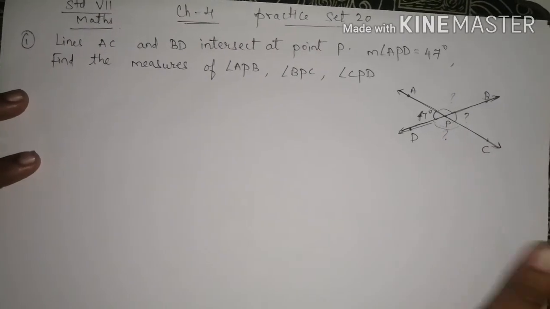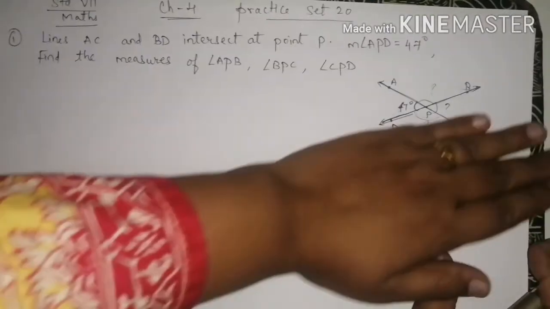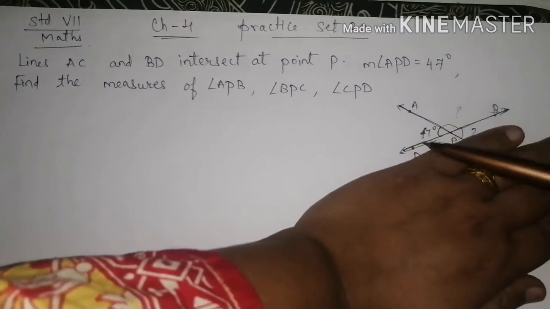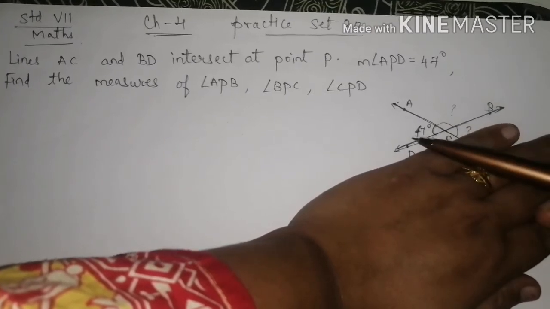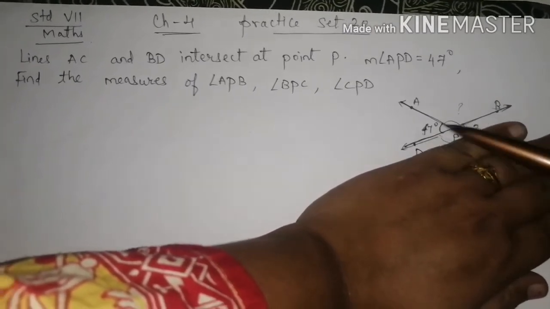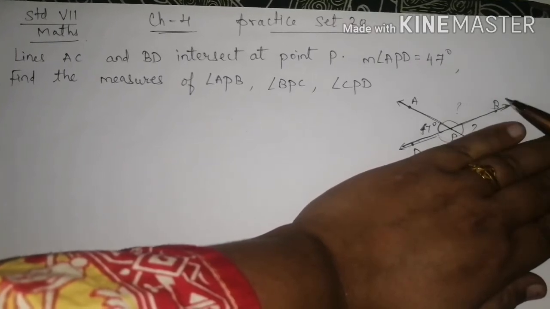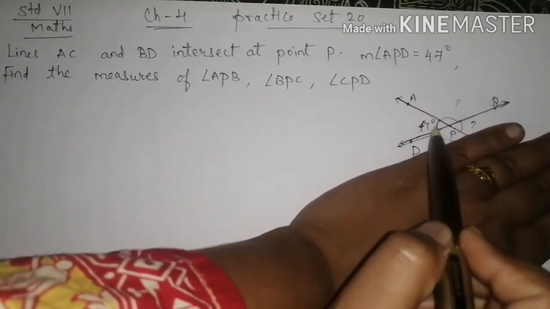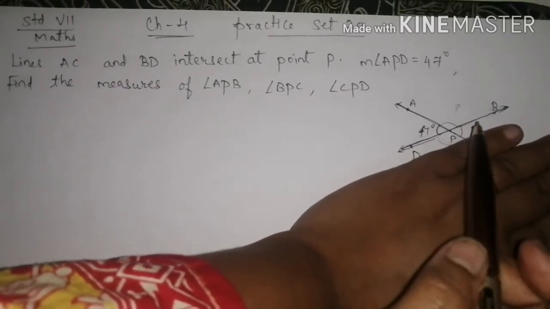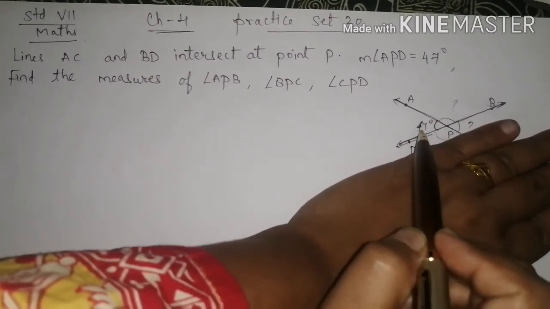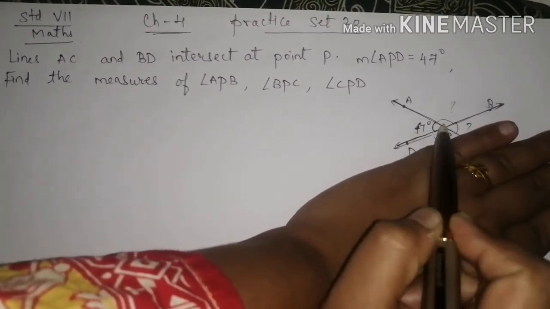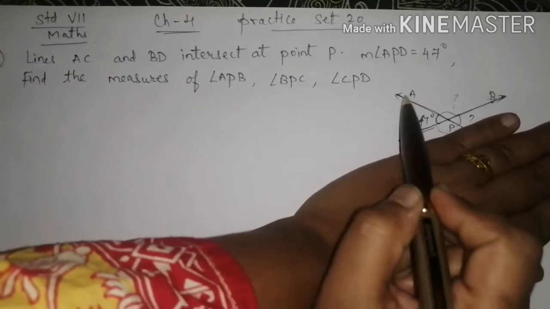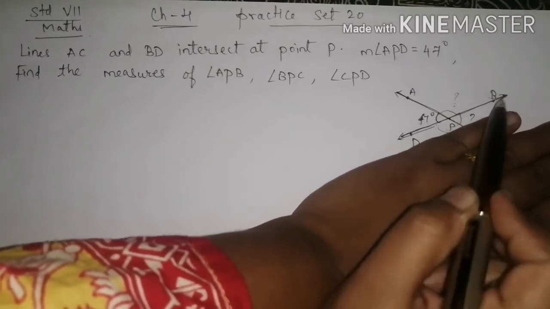So for finding out this APB, we have seen angles in a linear pair. Can you see this? This is a straight line. On this straight line, these two adjacent angles are formed. When these two adjacent angles are formed on a straight line, they are forming angles in a linear pair. So angle APD and angle APB are angles in a linear pair. And we know that the total of angles in a linear pair is 180 degree. So from 180 degree, if we subtract 47 degree, I can get this angle APB. So with the property of angles in a linear pair, I will find out this angle APB.